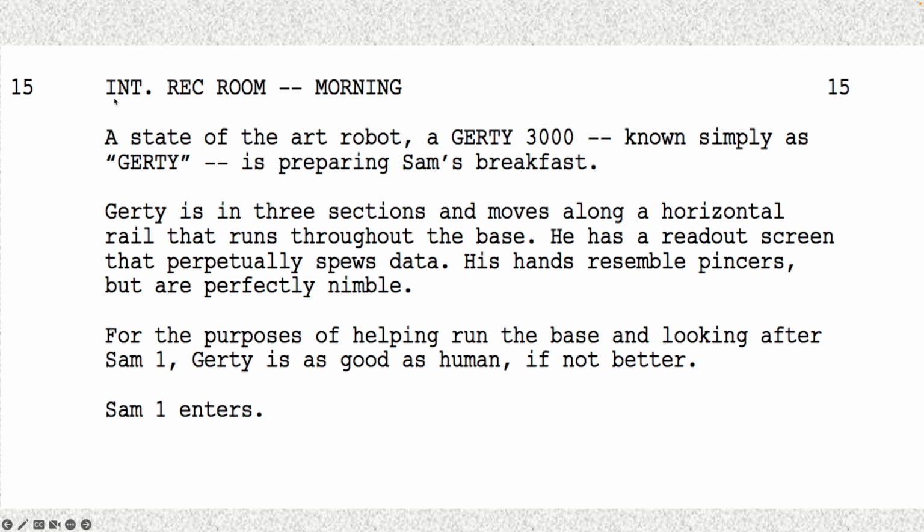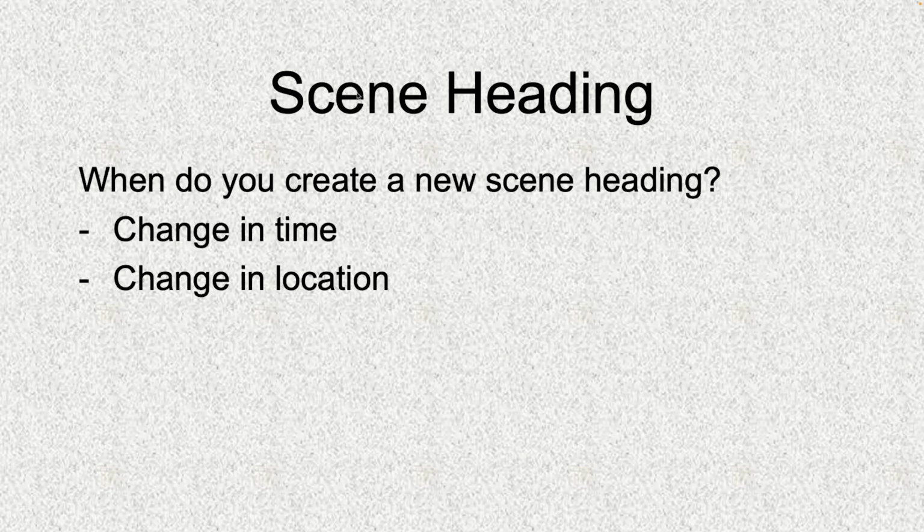But this is a scene heading here, so it starts off with either interior or exterior, INT or EXT, if it's inside or outside. This is inside of a space station on the moon, so this is interior. Rec room is the location, and then a double hyphen, then the time of day, morning. And then down below is action or description, which we're going to be getting into. The scene heading tells you where it's taking place and when it's taking place. Quick little question here: when do you create a new scene heading? You create a new scene heading when you have a change in time or a change in location.